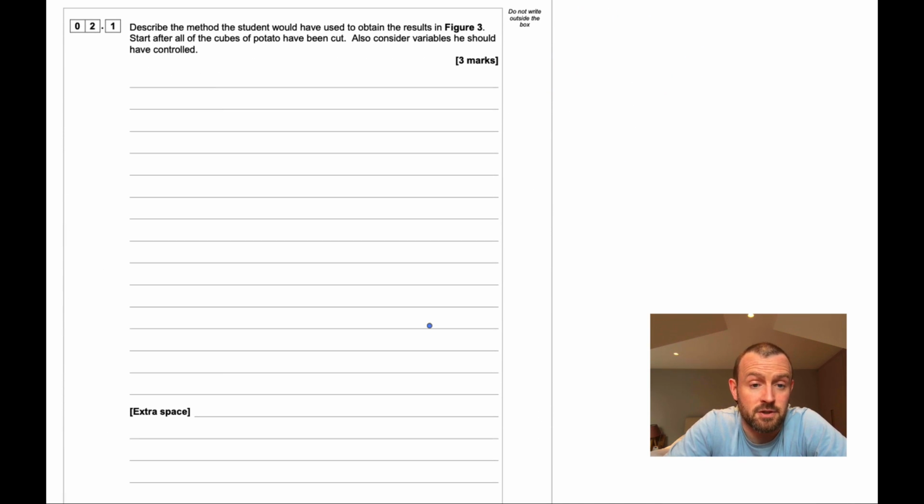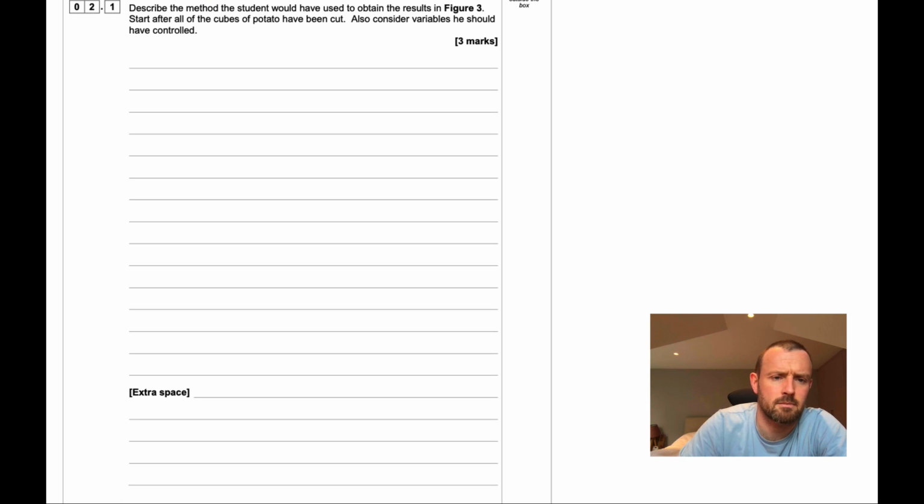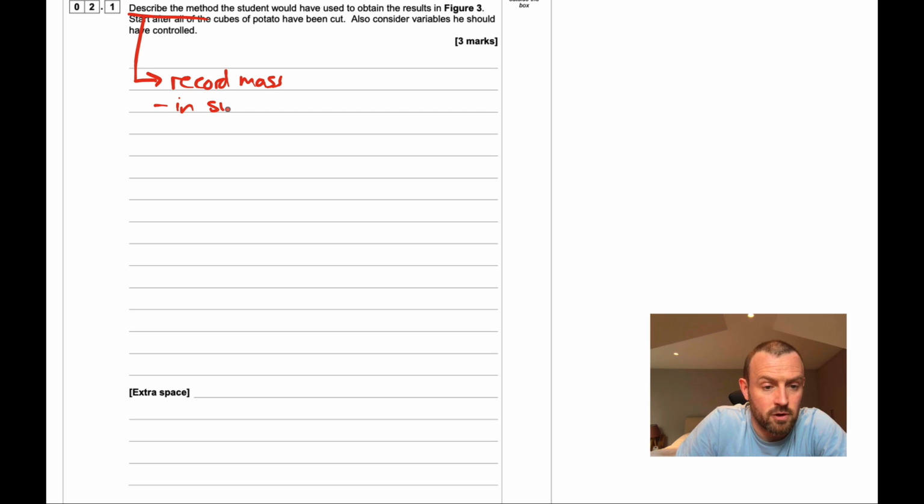Describe the method the student would have used to obtain the results in figure 3. Start after all of the cubes of potato have been cut. Also consider variables he should have controlled. There's so much here for 3 marks. There's masses of stuff you can say. Okay, describe the method. Really, we're talking about record mass in sucrose solution.